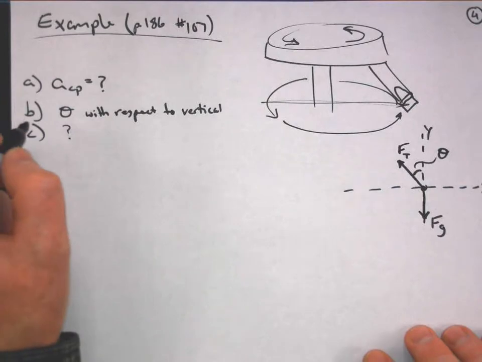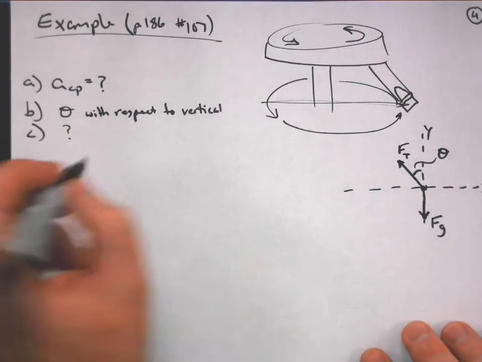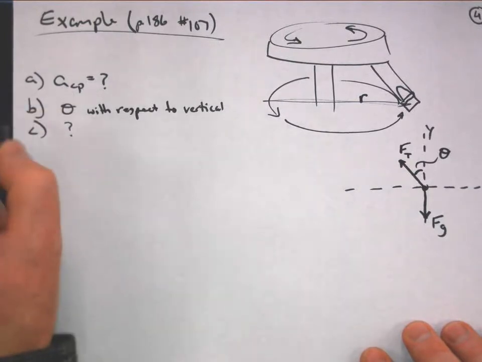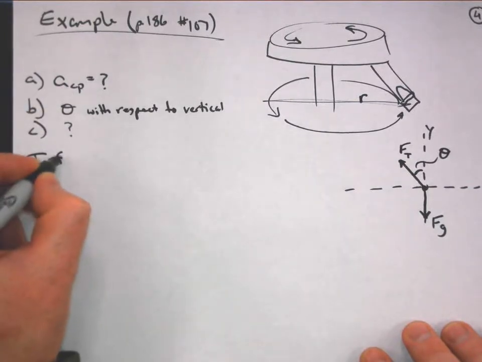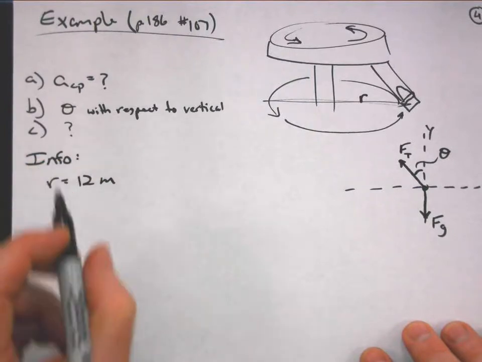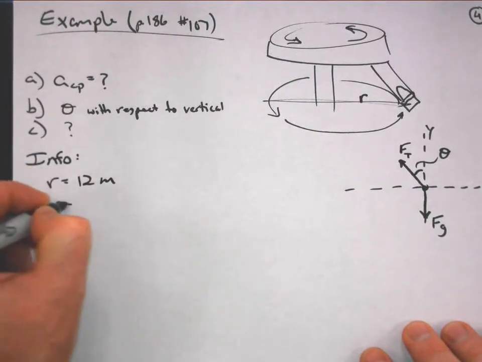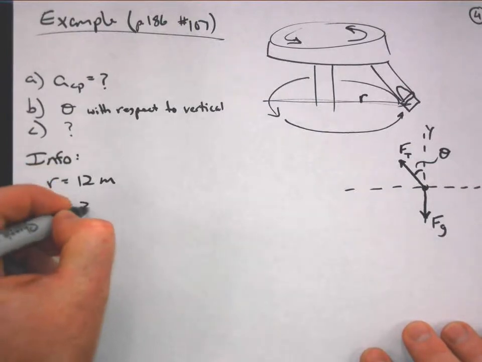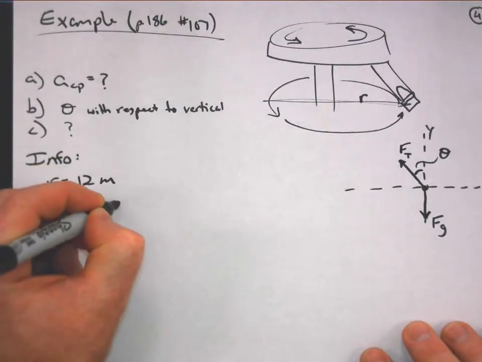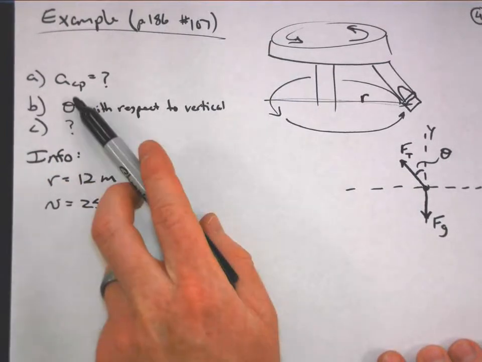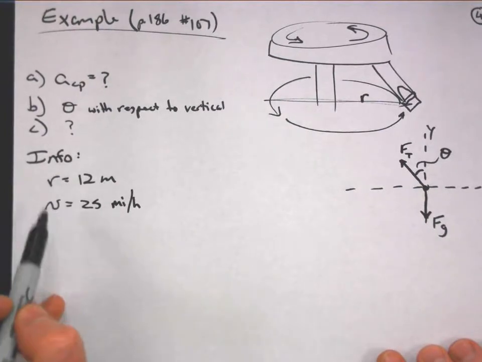So I believe I can get to work as long as I have more information. I need to understand a couple things. There is a radius of the circle, right? And so radius is 12 meters. I am also told that the velocity is a constant speed. Remember, we're going to be dealing with that situation. 25 miles per hour is our speed. So the first thing I want to do is look at the centripetal acceleration and find that. So I have radius, I have velocity.